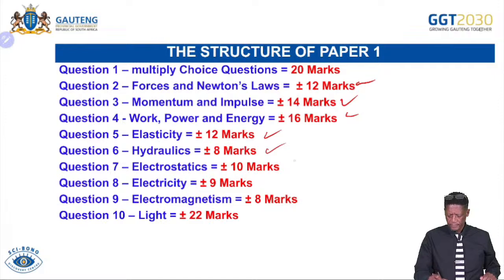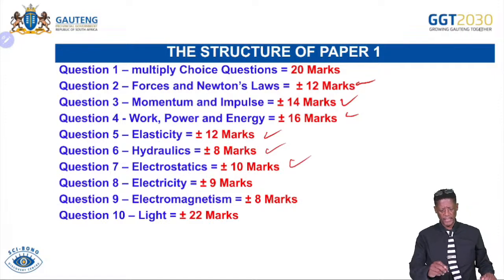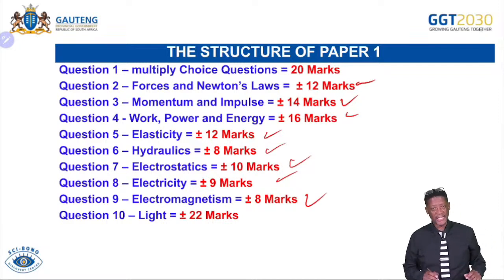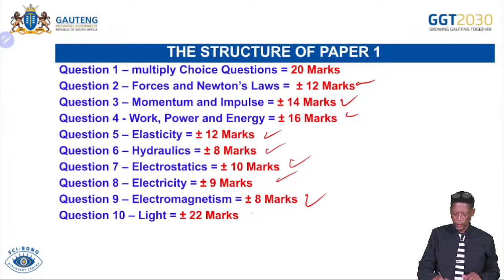Electrostatics, plus or minus 10 marks. Electricity, 9 marks, which is plus or minus. And then electromagnetism, plus or minus 8. And then light, it's 20, plus or minus 22.